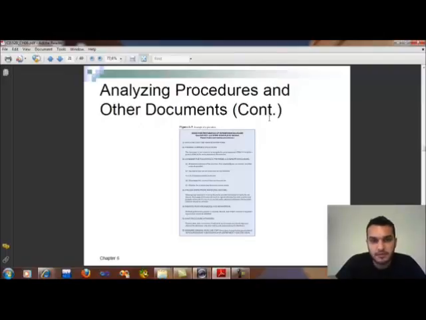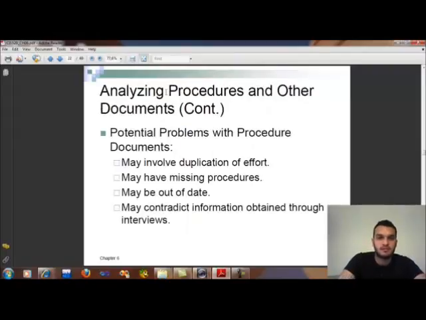And in this part we can see an example of a procedure, and here analyzing procedures and other documents continues. Potential problems with procedure documents: they may involve duplication of effort, may have missing procedures, may be out of date, and you should make constructive use of information obtained through interviews.